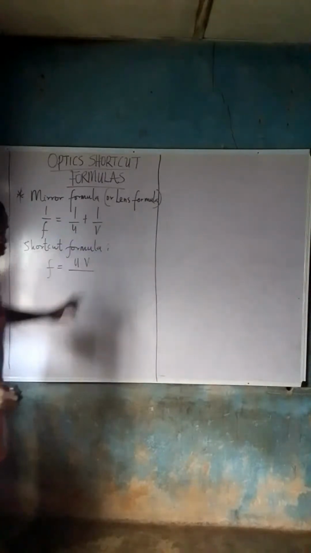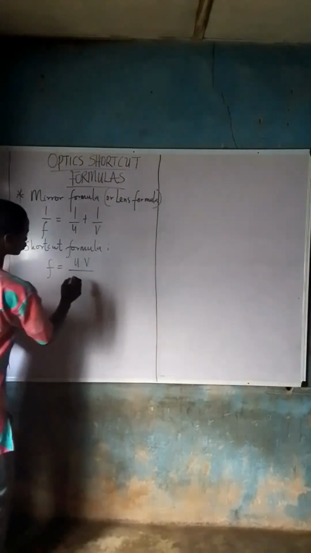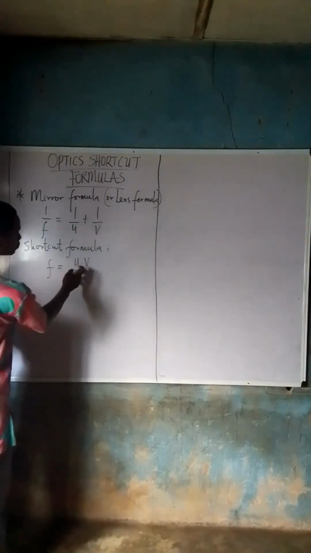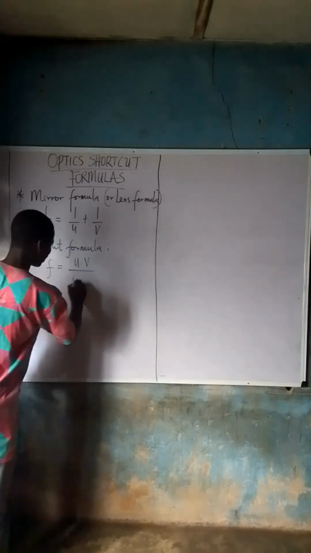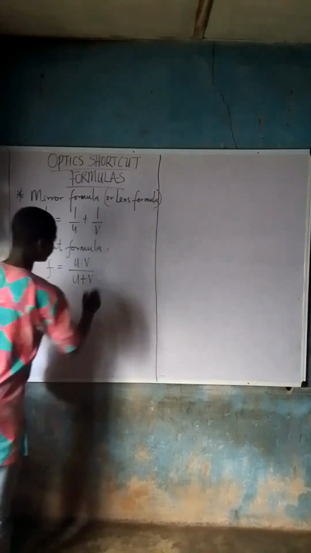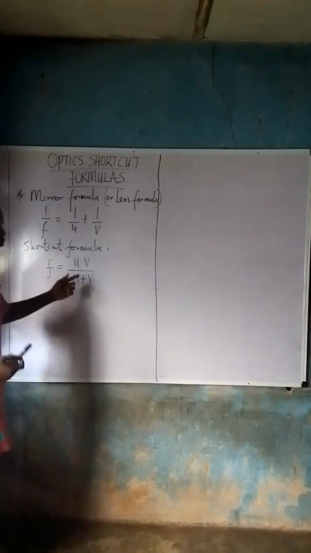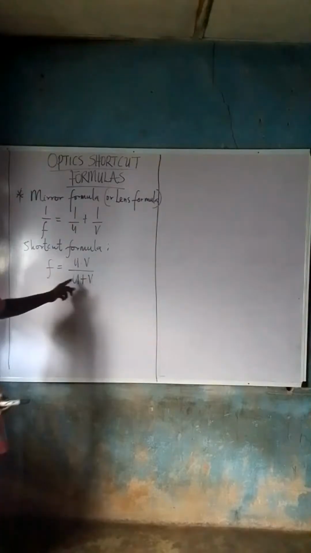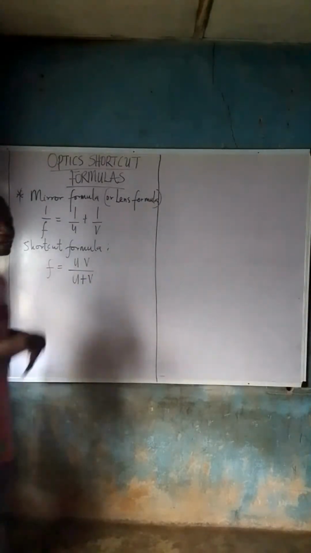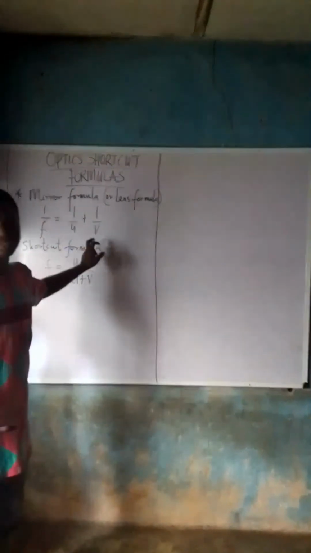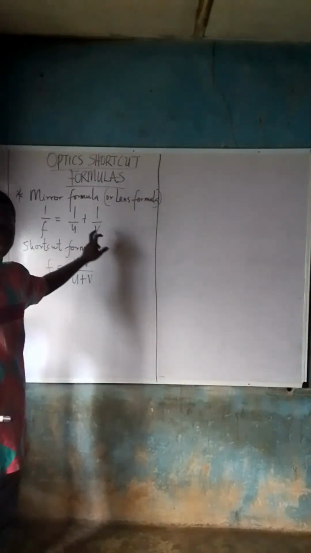Instead of using this one, you can simply use f equals u times v over u plus v. This one would work. It's still the same thing. So if I'm looking for v, I'll just multiply this by this, then collect the terms with v to one side, and I've gotten my answer. It's in case you don't really know how to work the LCM behind this.